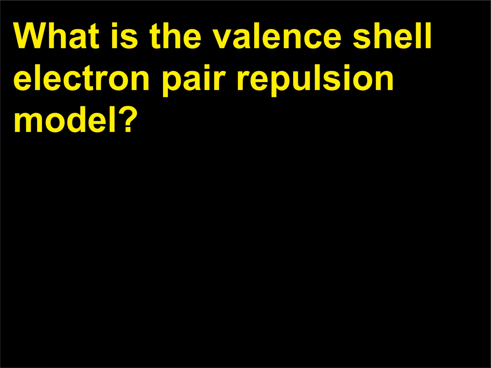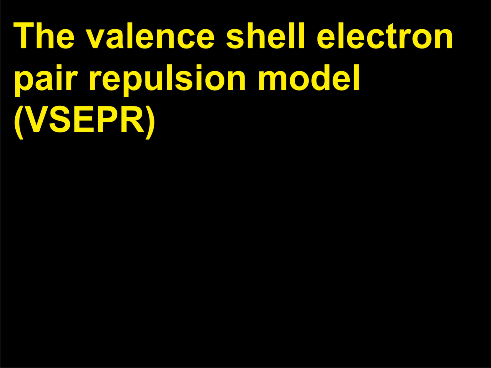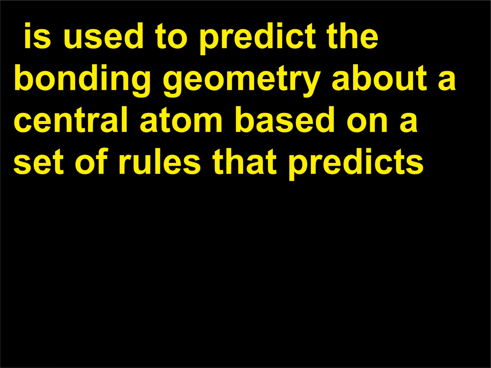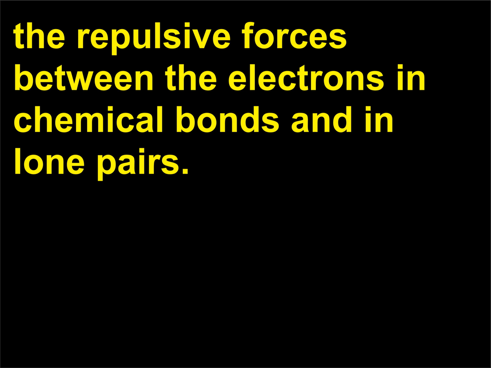What is the valence shell electron pair repulsion model? The valence shell electron pair repulsion model, VSEPR, is used to predict the bonding geometry about a central atom based on a set of rules that predicts the repulsive forces between the electrons in chemical bonds and in lone pairs.